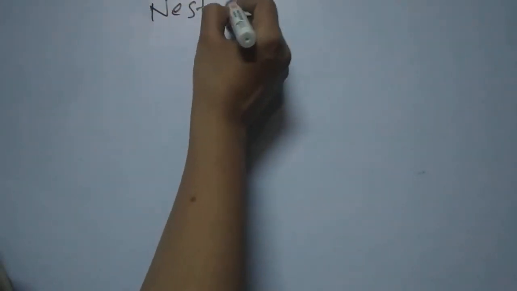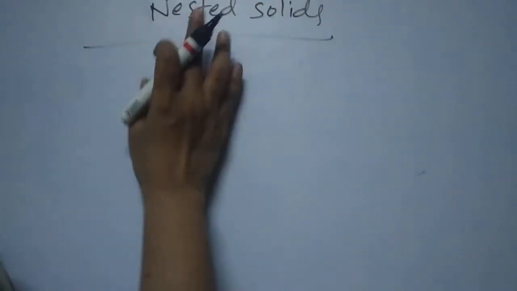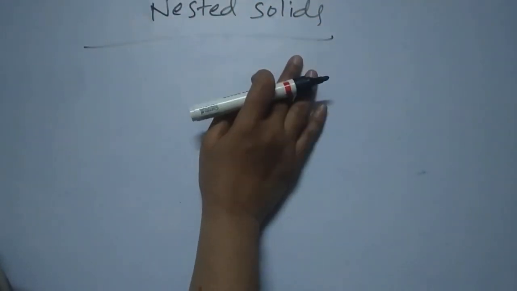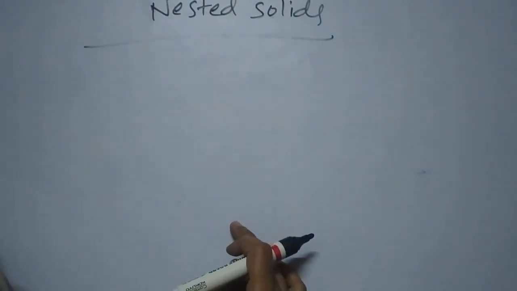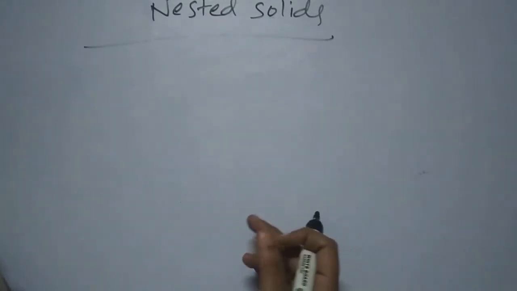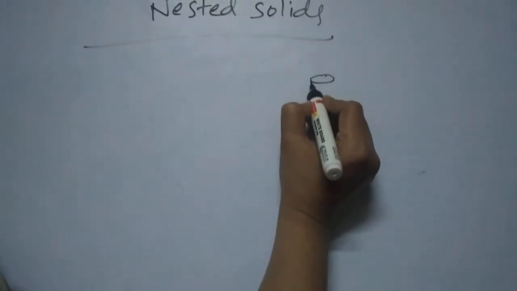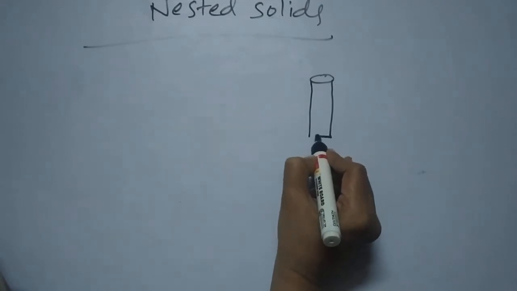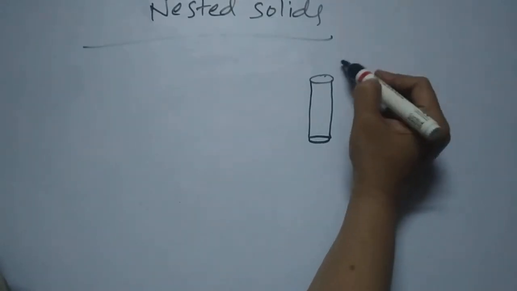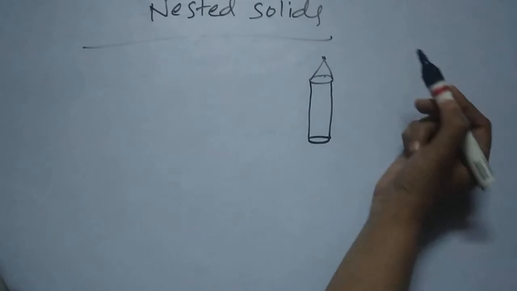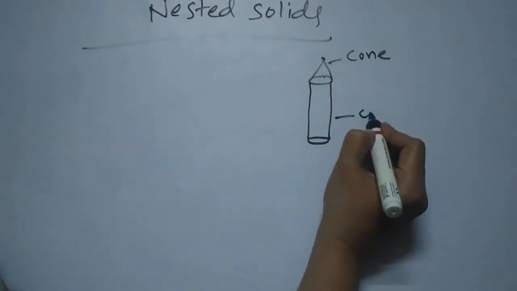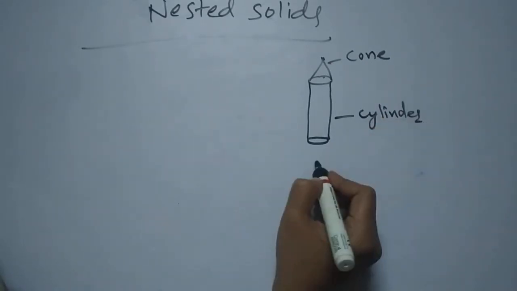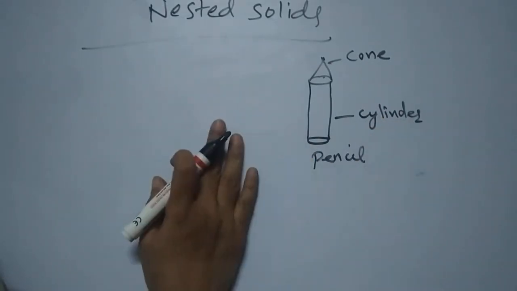So our next topic is what? Nested solids. Solids within other solids you can call nested solids. In our daily life you see figures which look like they are made up of two or more solids. You can take the example of the pencil itself. If you notice your pencil clearly, you have one cylinder, and at its tip it is in the form of a cone. So this is a cone, and this is a cylinder. In general, a pencil is again a nested solid.